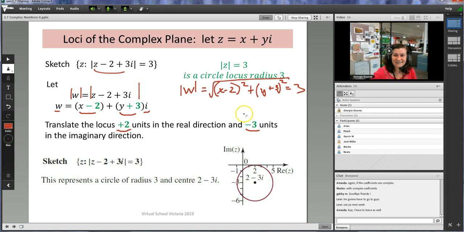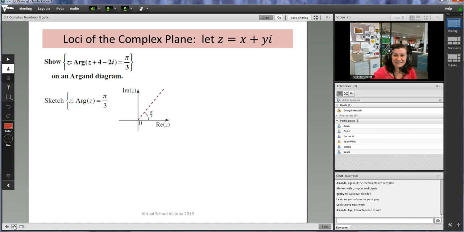Okay, so it ends up being a circle with a centre at 2, negative 3, with a radius of 3. So that will convert into x minus 2 squared in Cartesian form, plus y plus 3 all squared equals 9.